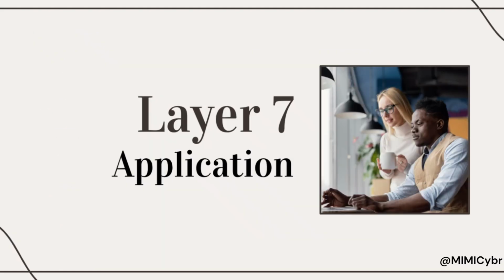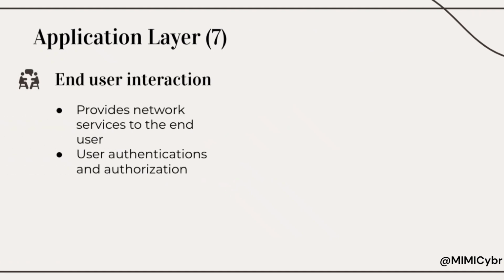The first layer we will be going over is layer 7, which is the application layer. Just like I mentioned earlier, it is the human interaction layer. The primary function of the layer is to provide network services to the end user, and it is also in charge of user authentication and authorization. The services this layer provides include various protocols and interfaces that enable communication and data exchange between the different apps running on separate devices on a network.